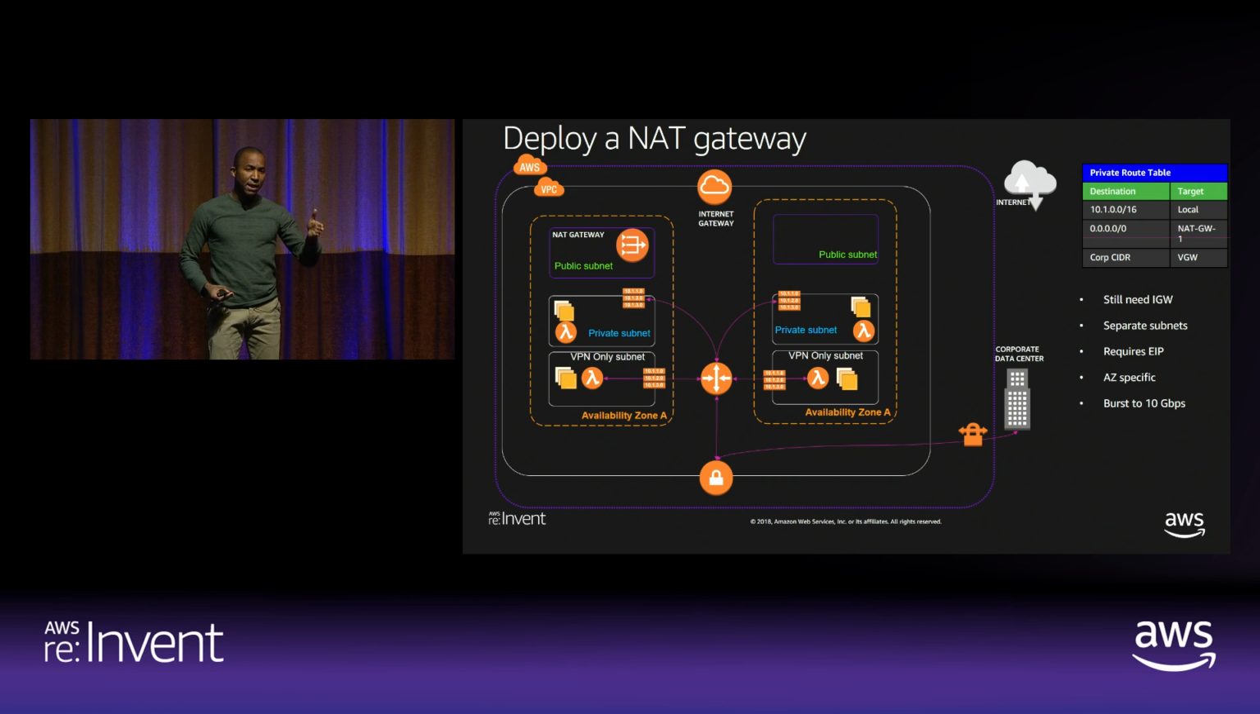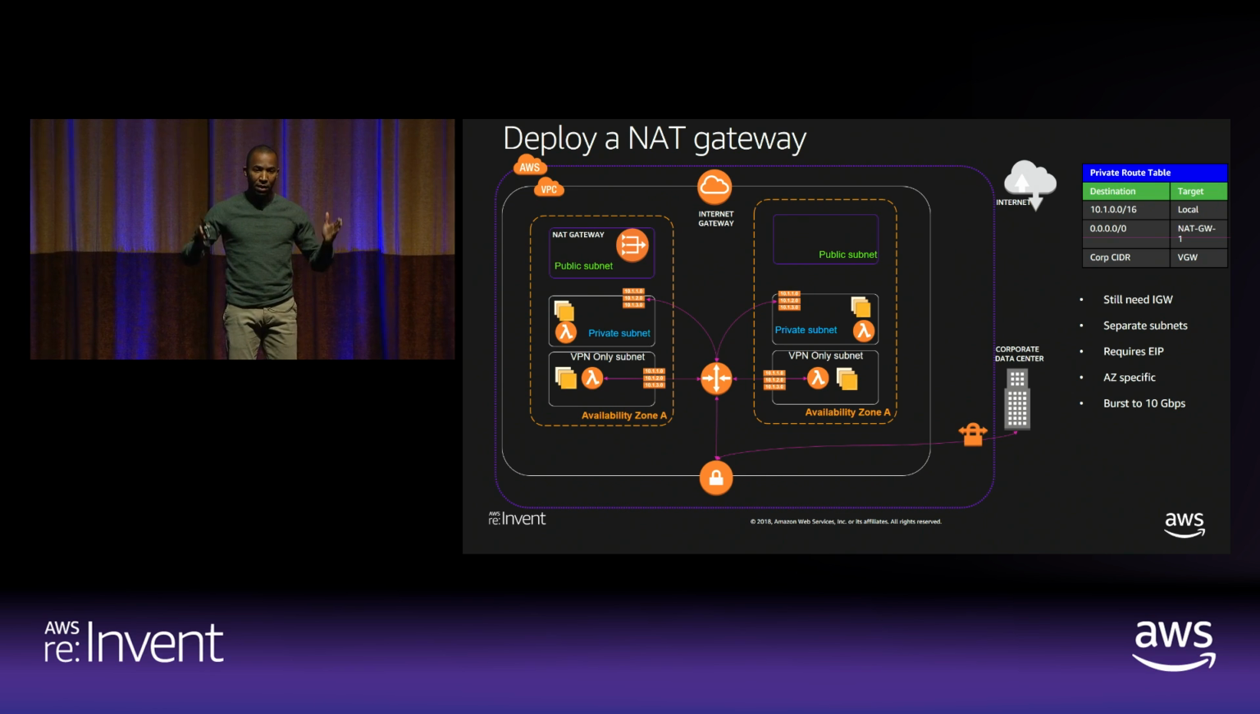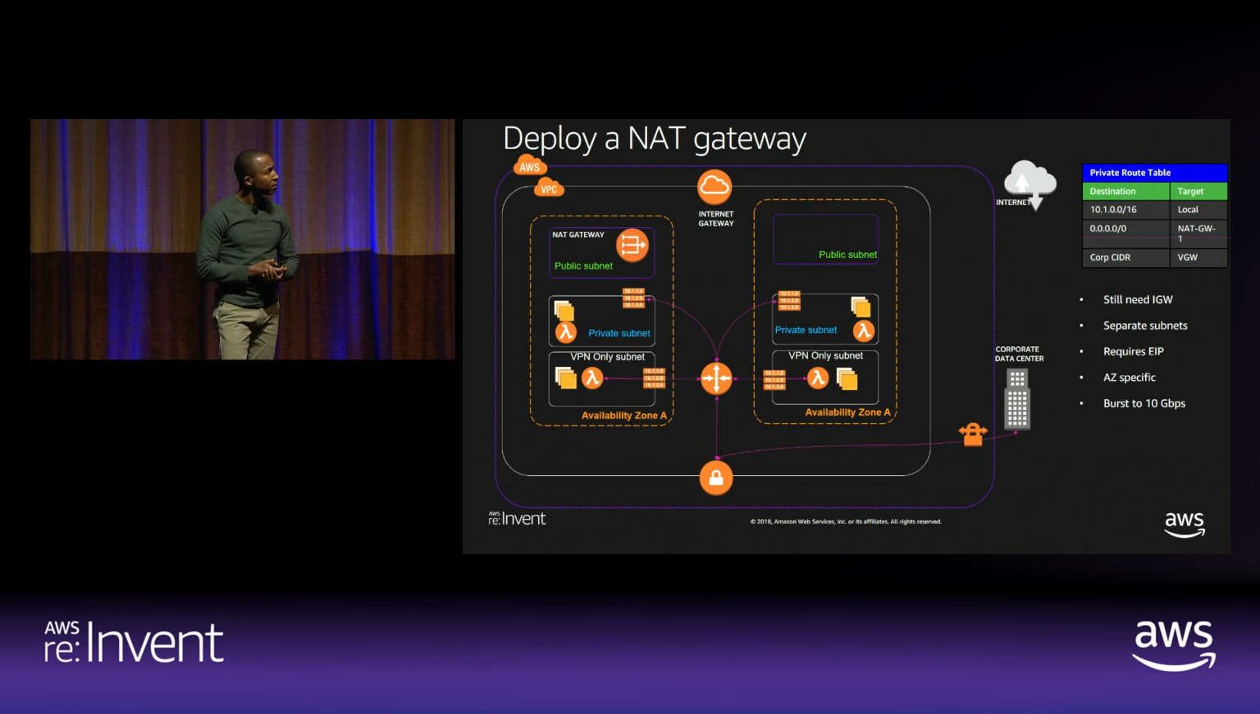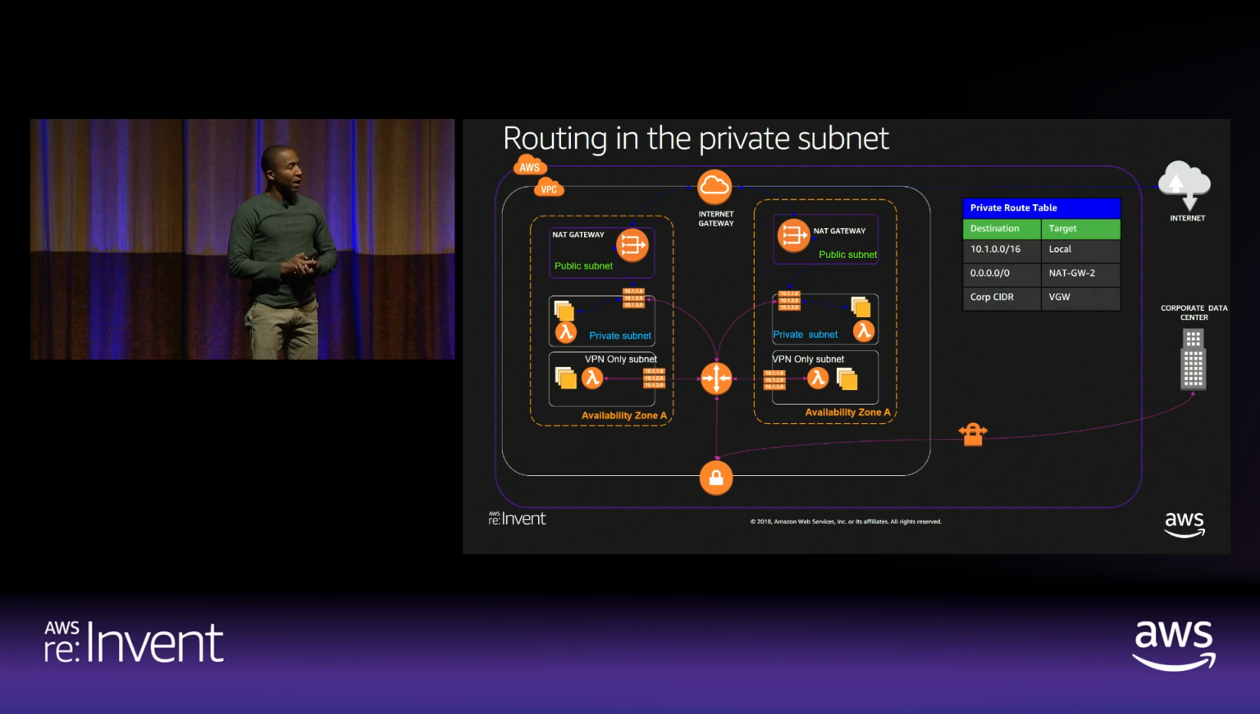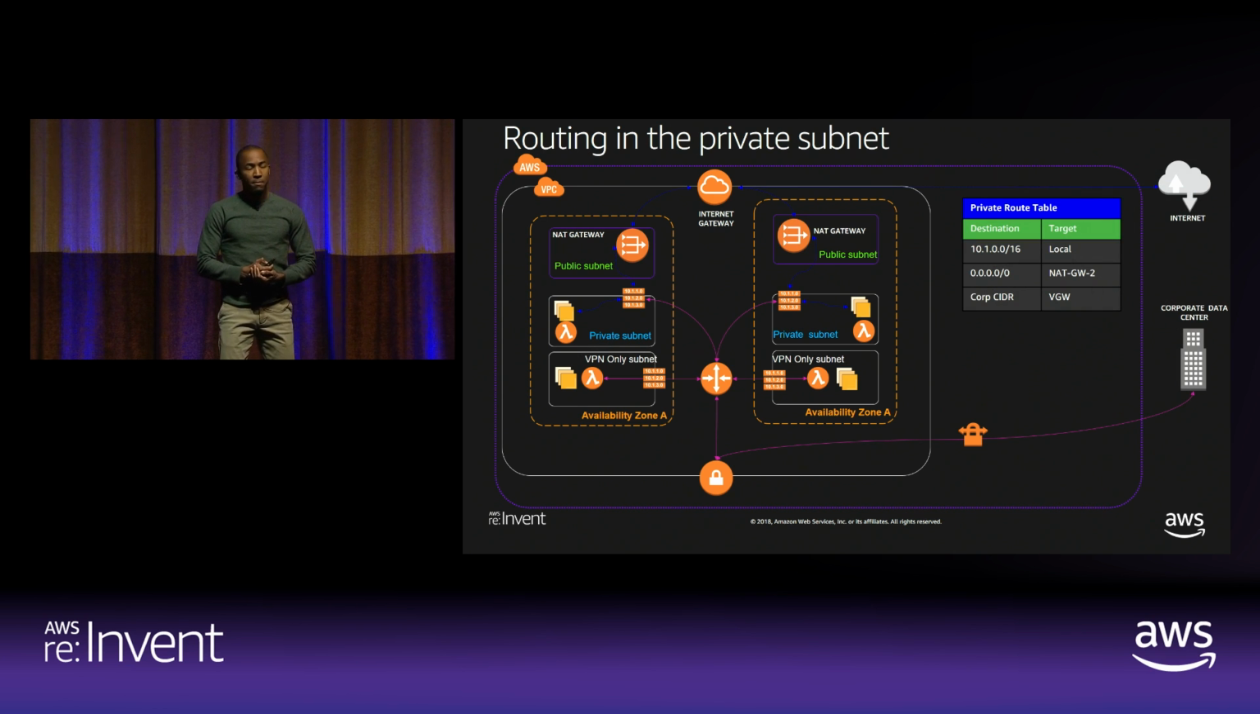It's AZ specific, which means that you can create a NAT gateway in each and every availability zone that exists within the AWS environment, and then zone your internet traffic through a NAT gateway that's specific to that particular availability zone. And if you're wondering, that's what we recommend.